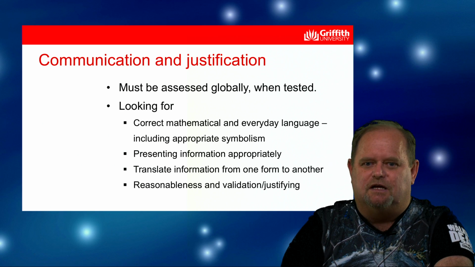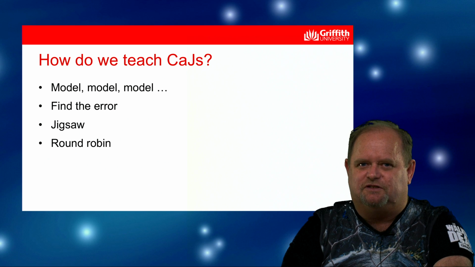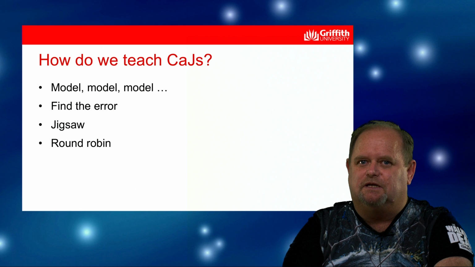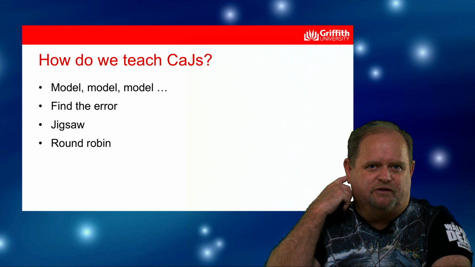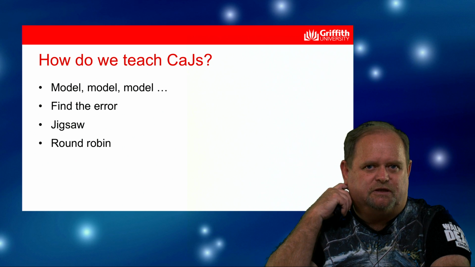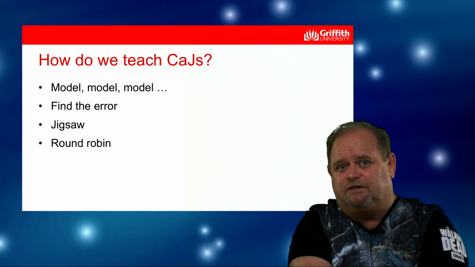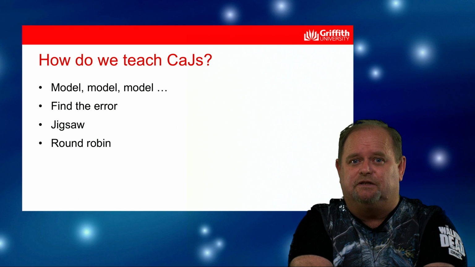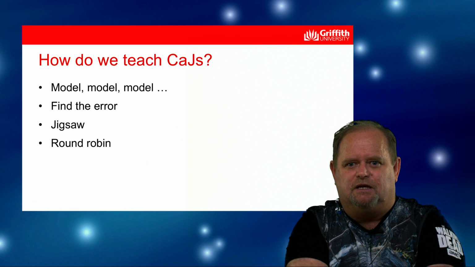Love it. So how would we teach CAJs? First of all, they're going to copy exactly what you do. If you write an answer up on the board, they're going to do exactly the same. Just a couple of other techniques that we can use. We can do just a couple; you don't have to say this is a finite list. Find the error, do a jigsaw, and round robin. And I'm going to talk about a couple of those now.